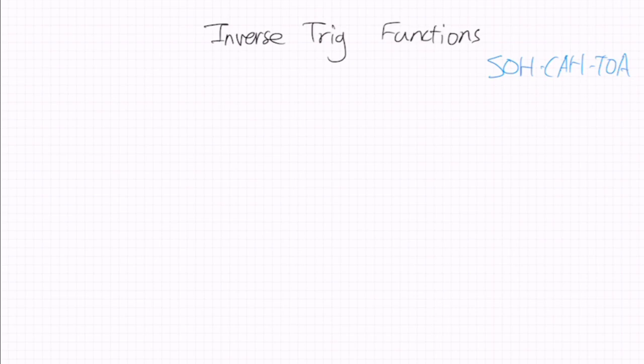let's say we have sine of 30 degrees. What is that equal to? Sine of 30 degrees is equal to 1 over 2. This is a part of a special triangle, the 30-60-90 triangle. But anyway, sine of 30 degrees is 1 over 2.